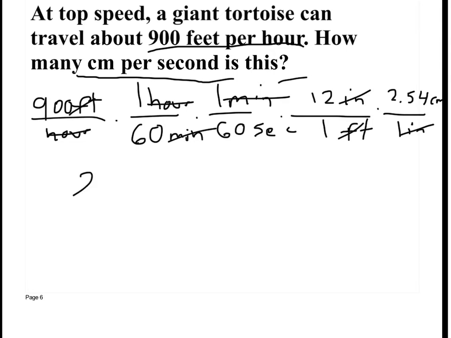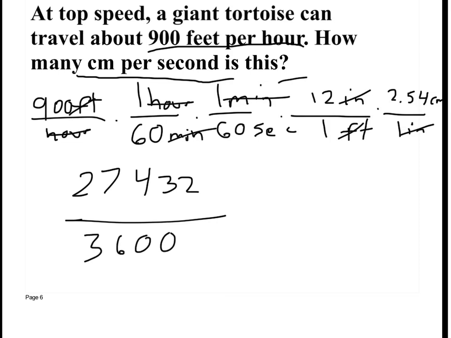Is 27,432. I put it over the bottom number, which 60 times 60 is 3,600. So I take 27,432 divided by 3,600, and I find that he is traveling 7.62 centimeters every second.